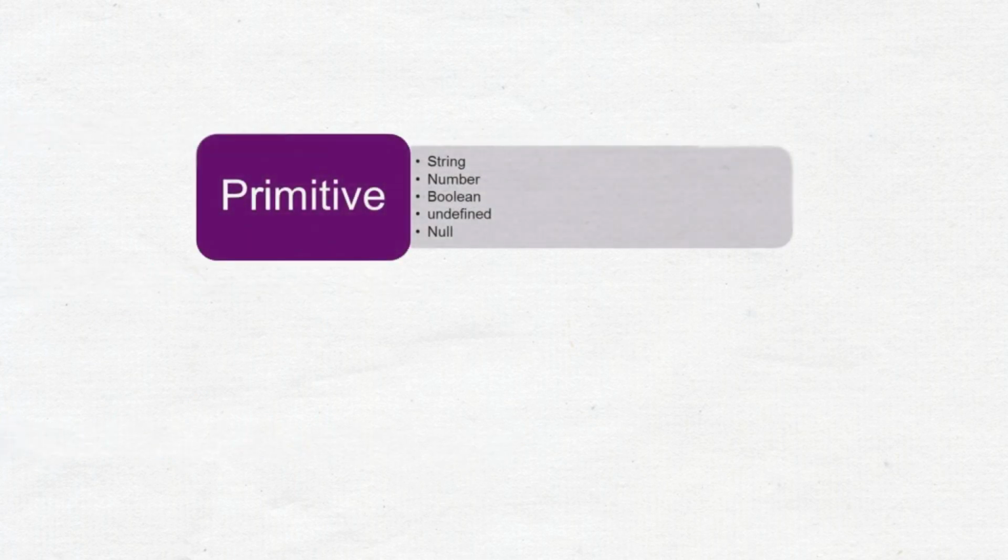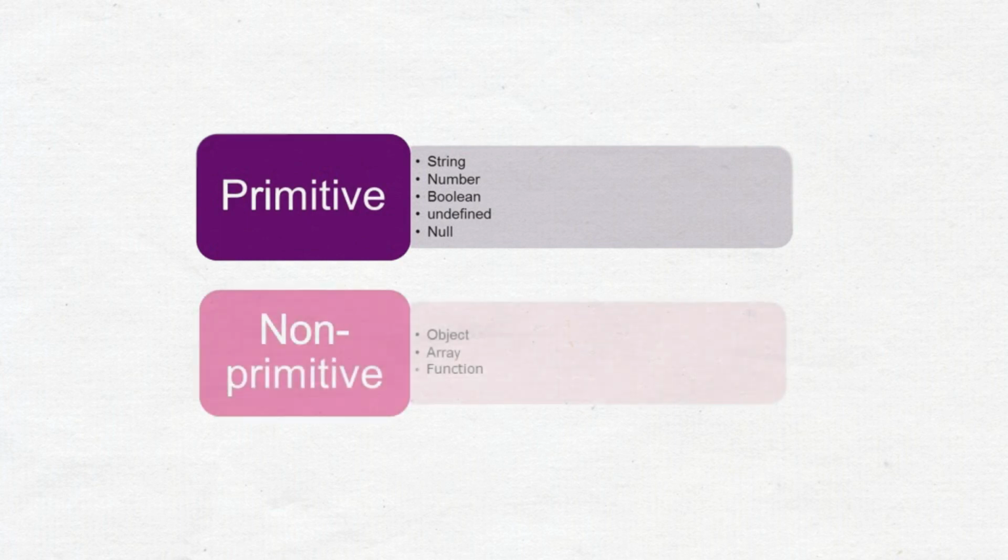Primitive data types are the most basic type of data and include strings, numbers, and booleans. Primitive data types are defined by the programming language and do not have any additional properties. Non-primitive data types are more complex than primitive data types and have additional properties. Examples of non-primitive data types include objects, arrays, and functions.